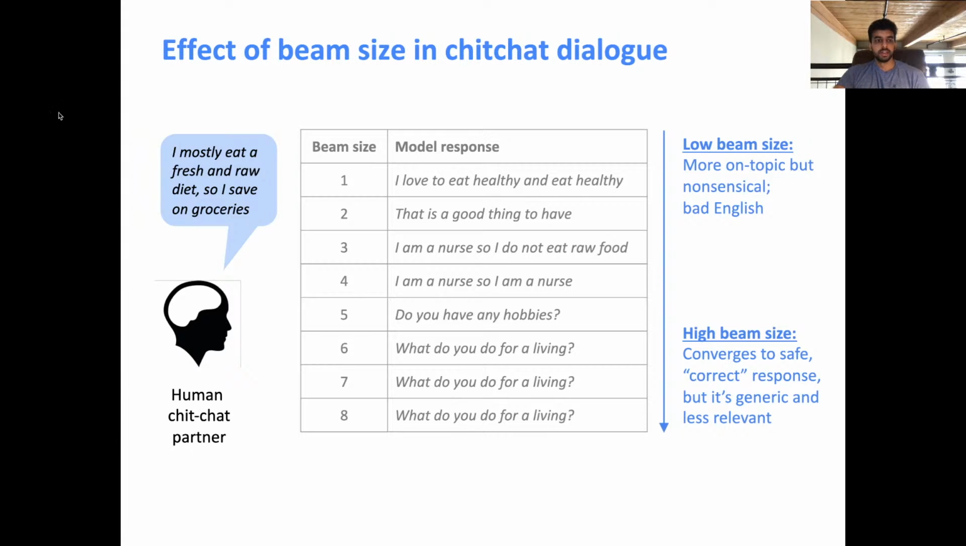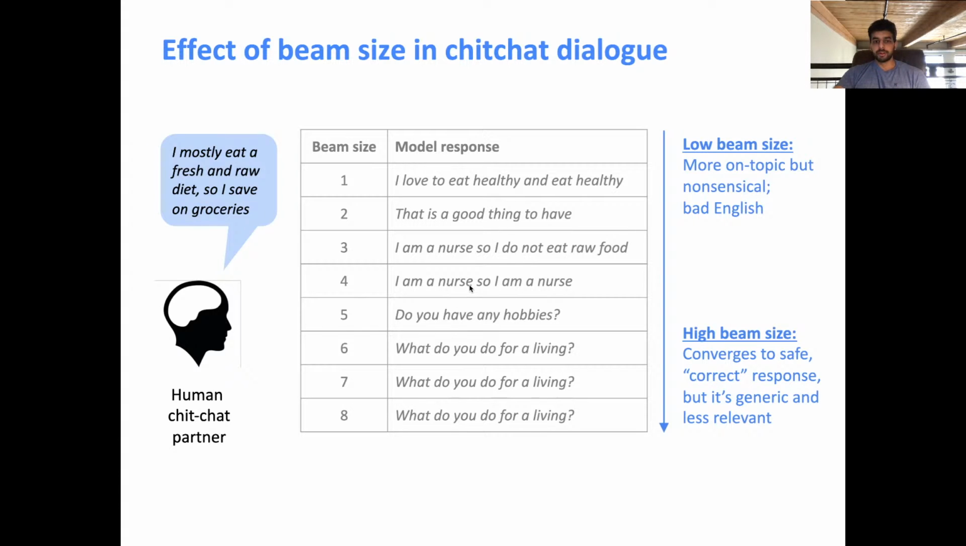Obviously this is a much less constrained task than machine translation. Here we have a human who said, I mostly eat a fresh and raw diet, so I save on groceries. And then we have a model that's trying to respond to that. You can see that the greedy decoding, beam size of 1, says, I love to eat healthy and eat healthy. It's obviously repeating itself. It loves to eat healthy twice. Raw food. I don't know why a nurse can't eat raw food, but at least it's still kind of on topic. But then things kind of devolve here.